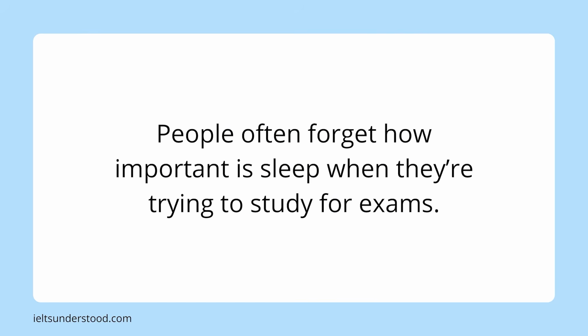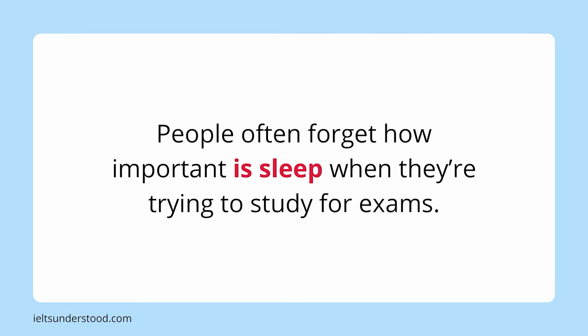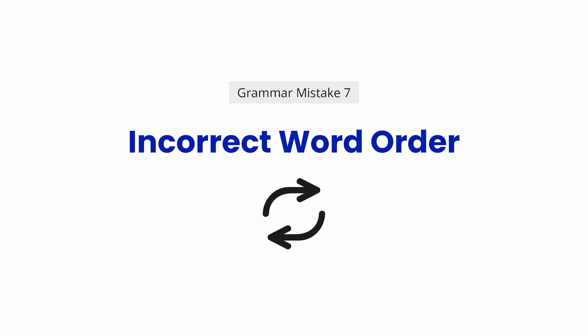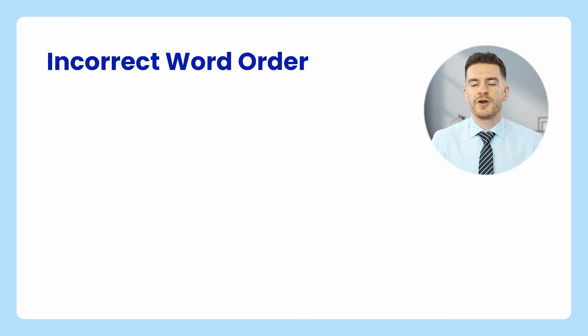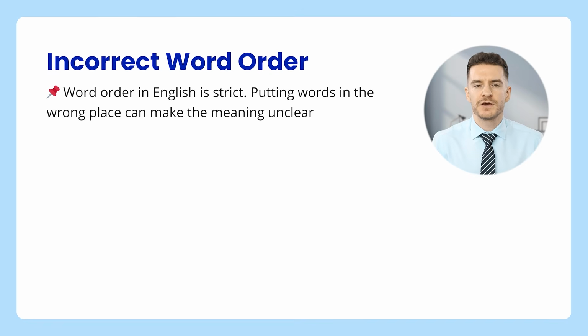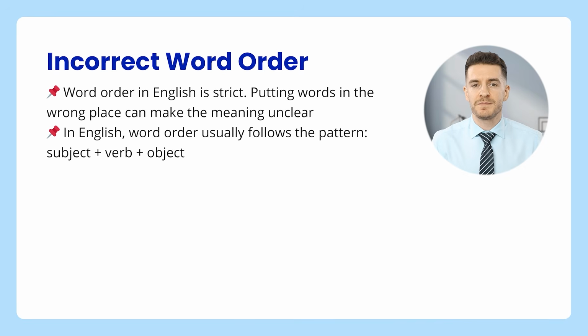People often forget how important is sleep when they're trying to study for exams. Well, the problem with this one is with is sleep. So that should be swapped and we should say sleep is. And this is the next grammar mistake, incorrect word order. Now, there are many different rules when it comes to word order in English, because word order in English is quite strict. And if you put the words in the wrong place, well, that can make the meaning unclear or sometimes even change the meaning.